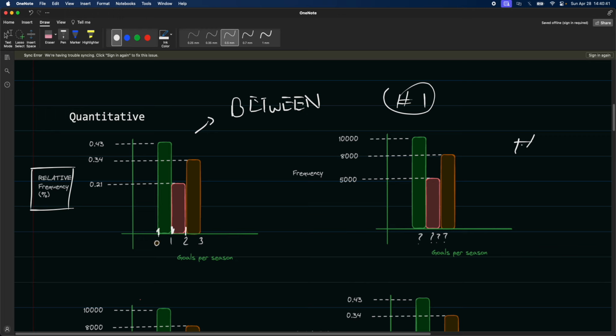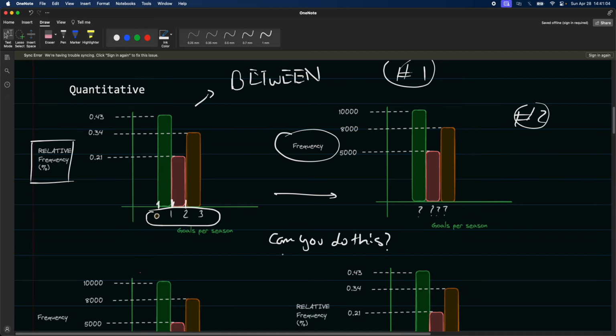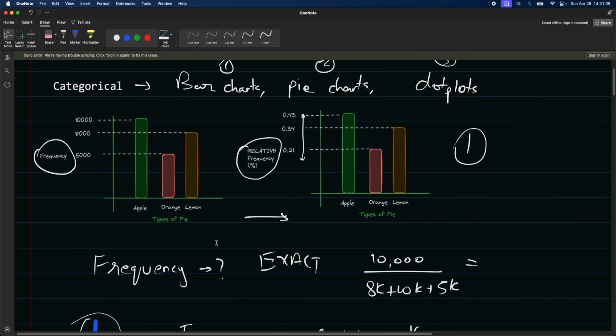And the second important point is over in this graph. Say I want to transform relative frequency into frequency, and I'm given this graph here with the intervals. Can I do it? I think you should think about this. Can you do this? The answer obviously is no, you cannot do this, because like we said here, you need to have exact categories.